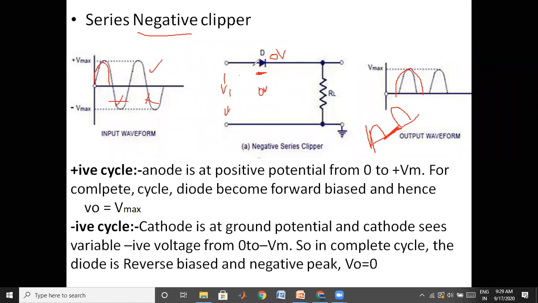This is similar to the series positive clipper; the only change is that we have reversed the diode. Therefore, it is converted into a negative clipper. I think you are clear with this concept also.